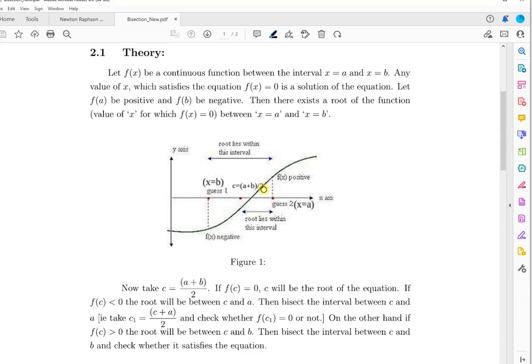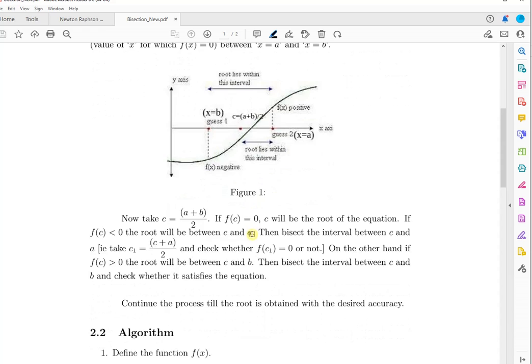If f of c is equal to 0, we have the solution. If f of c is positive, we replace a with c, and if f of c is negative, we give the value of c to b. So it becomes closer and closer to the solution of this equation. Finally we will get a value of c at which f of c is equal to 0.